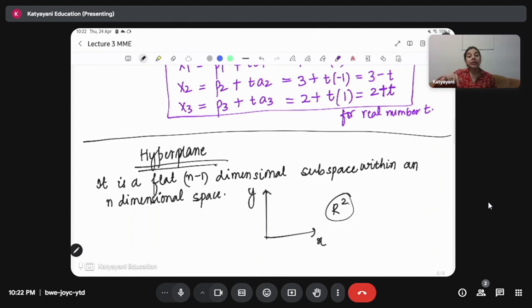Now a hyperplane in a two-dimensional space is a flat surface which is one dimension less than this space. Here it is 2D, so any flat one-dimensional figure is a line. So in a two-dimensional space, a line is a hyperplane. A line only has a length, it does not have a breadth. So this is one dimensional. For a two-dimensional space, the XY plane, a line is a hyperplane.